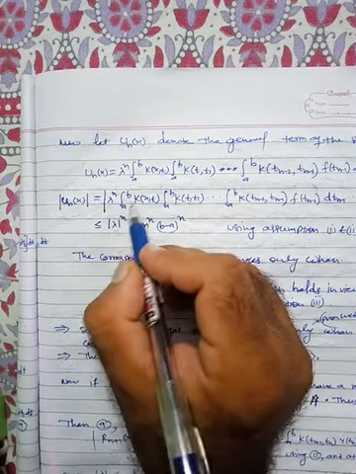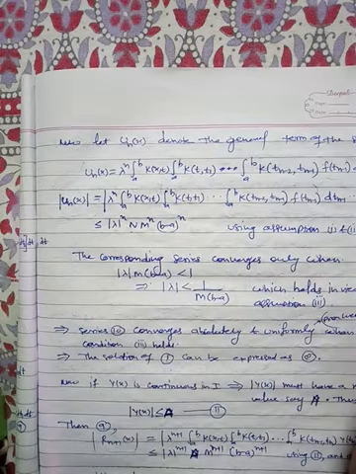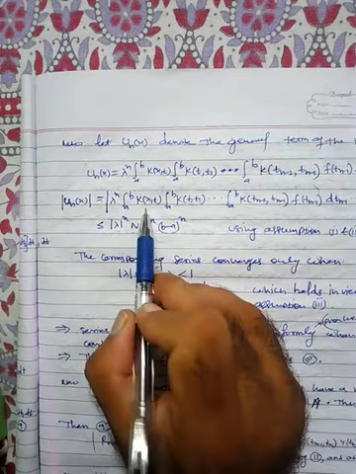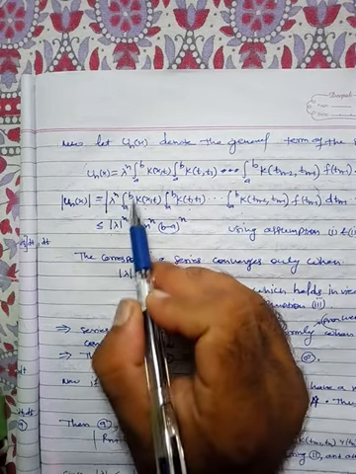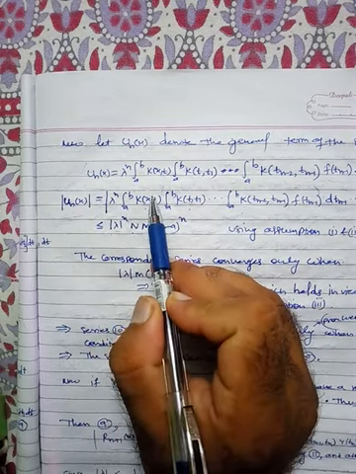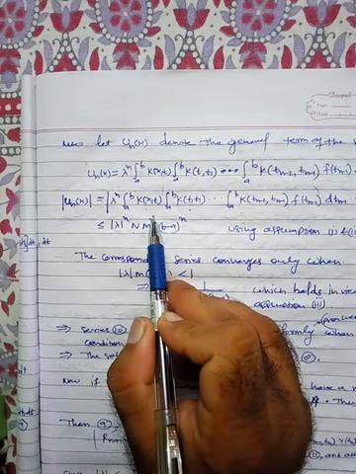Fine. What is the magnitude of the kernel? How many kernels are there? Total 1, 2, 3, up to n. And the magnitude of each kernel is m. So m into m into m, that is m raised to the power n.